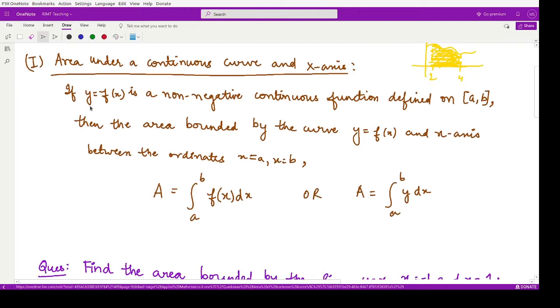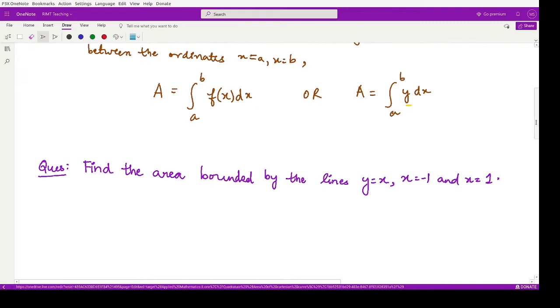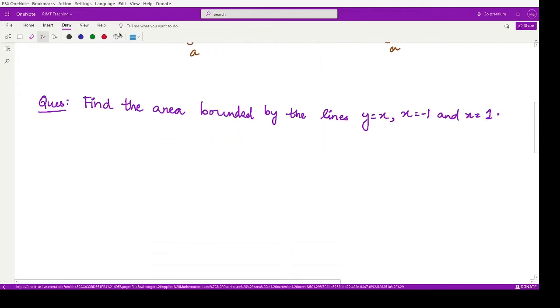If y is equal to f(x) is some curve that is defined on the closed interval a to b, then its area is calculated between the ordinates. So we are interested to calculate it from the point A to the point B. Between these points, what is the area of that given curve? That is calculated by taking a single integral. Whatever is the value of y, substitute here and take the limits from A to B. Simple as that.